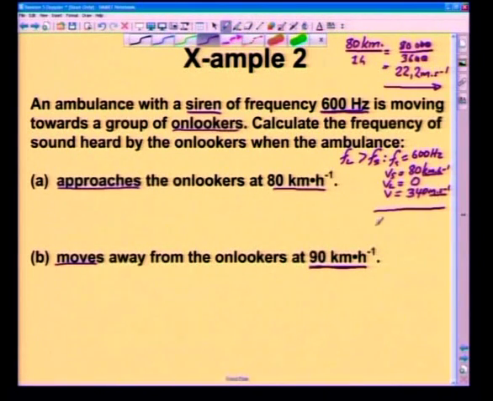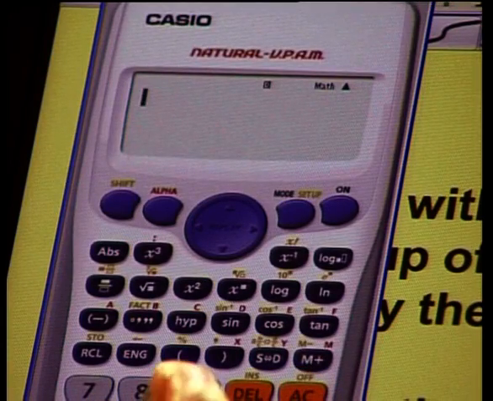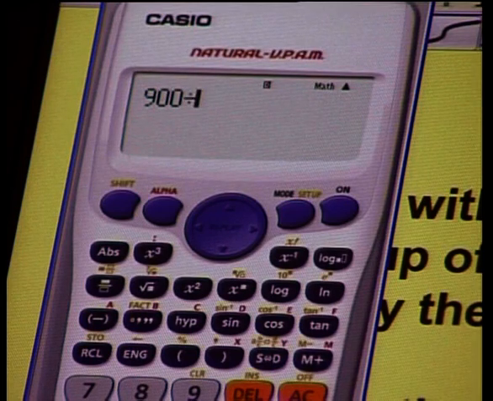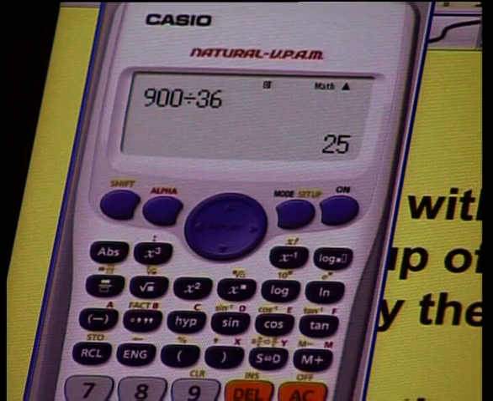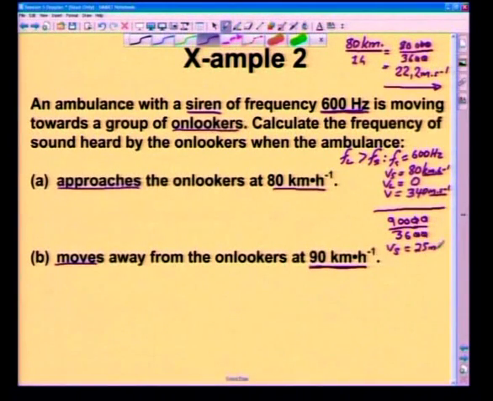For the next part of the question, this is going to be 90,000 divided by 3,600, so you have 900 divided by 36. Let's do that. 900 divided by 36, and we get this V source to be 25 meters per second. So that's for the second part. Now let's go back to the first part.